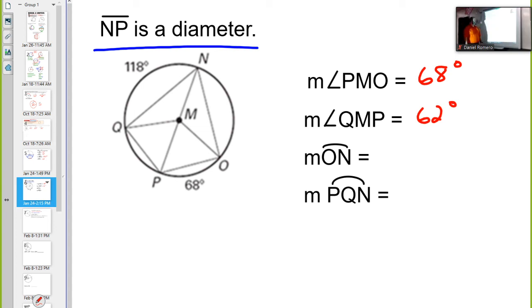Good. How about the measure of minor arc ON? So from O to N, this short way over here. There's probably more than one way to do it, but I would use the diameter. All 180. I'll find this piece. Very good. 180 minus 68 gives us.